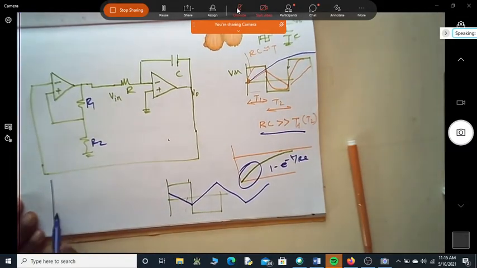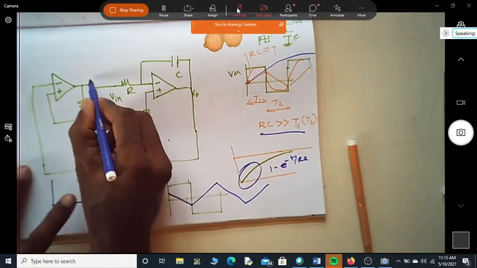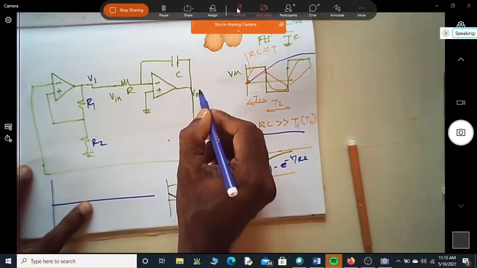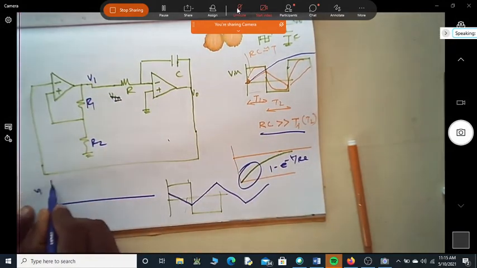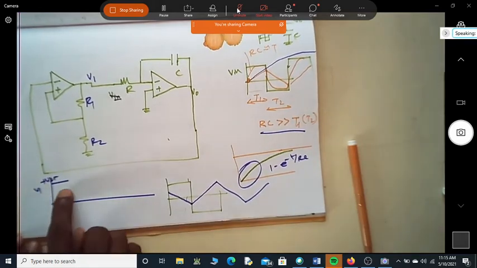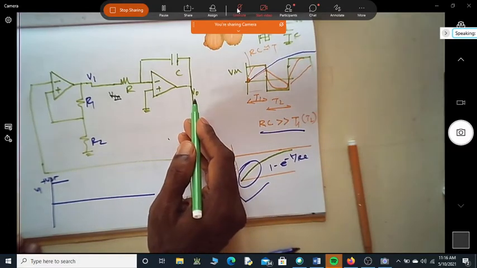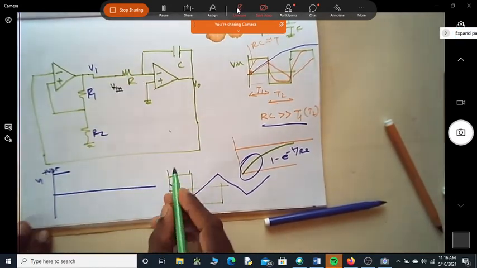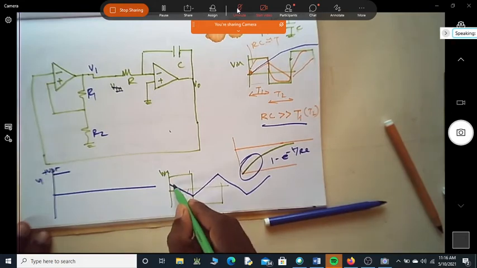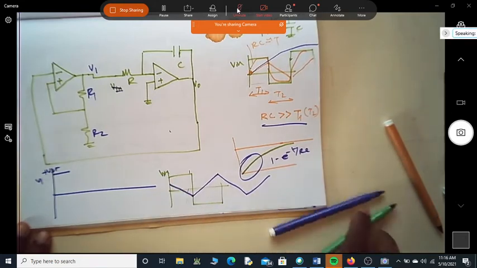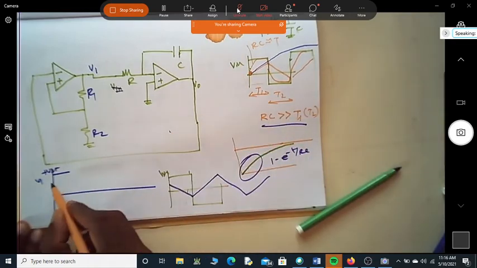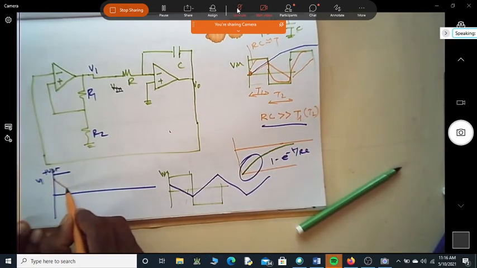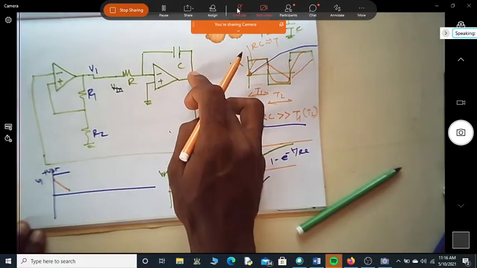So assume that initially, if I say this is my V1, assume that V1 is plus Vsat, correct? The V1 is at plus Vsat. What is V0? Because as we saw here, when the input Vin was high, was it going down? So does the output V0 keep going down? So this will keep going down.